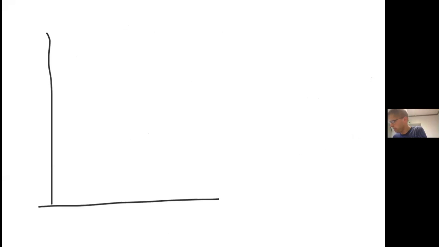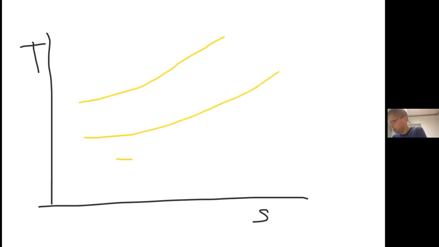if you look like this, we have here TS diagrams, and we have all these lines you saw here, the isobars, something like this.